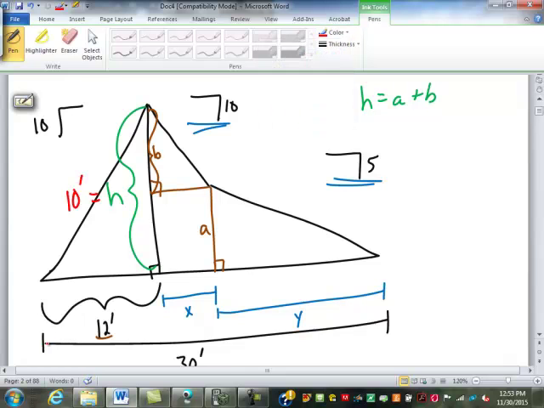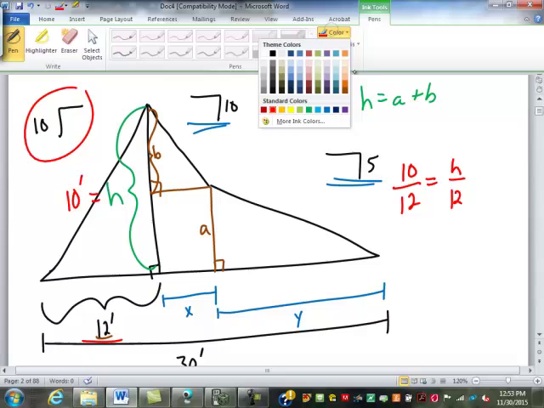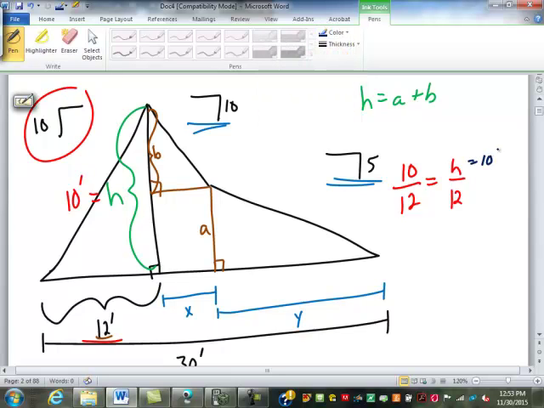Yeah, it's 10 feet. How do I know that? Because it's a 10-12 slope, equals h over a run of 12. I cross multiply and divide. H has to be 10. Everybody see where the 10 came from for h? Any questions on where that came from? So I know that a plus b has to be 10 feet.